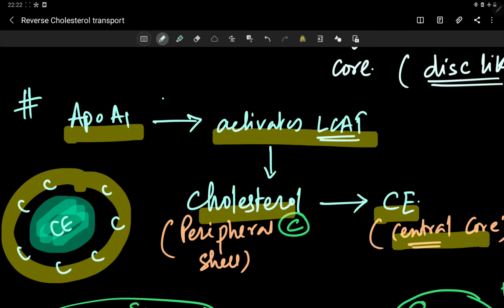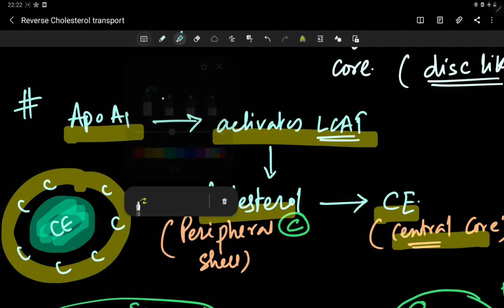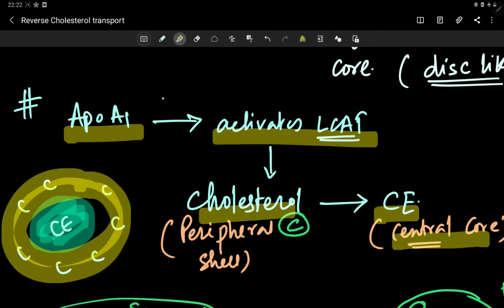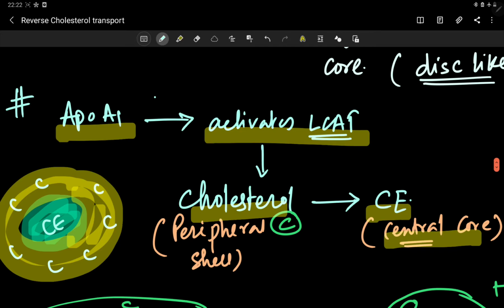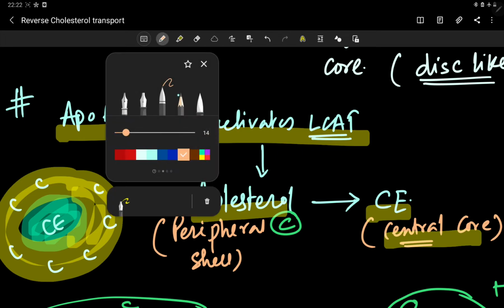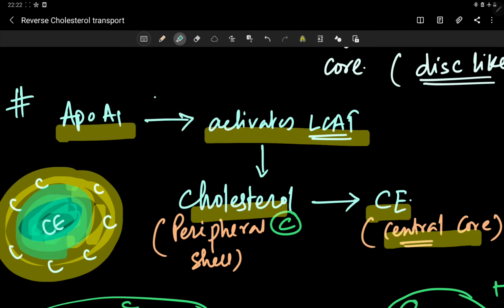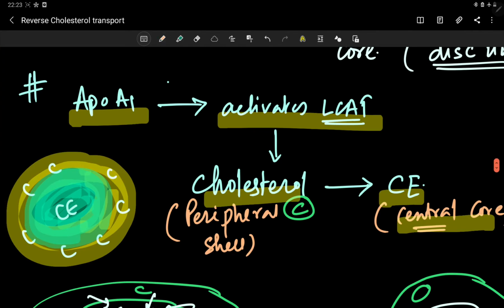Okay, so this is the fact, and obviously this is the action of the LCAT enzyme. Now what happens? The LCAT is activated simultaneously, and it's converting your cholesterol into cholesterol ester, and the bulk of the core now increases. The size of the core increases, and at the periphery level, what happens at the periphery?